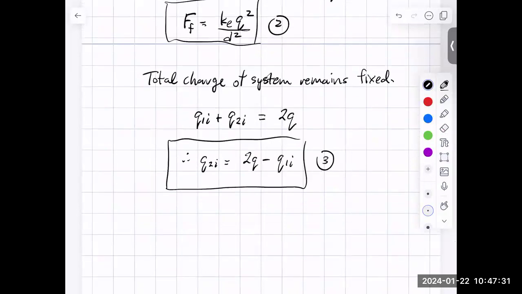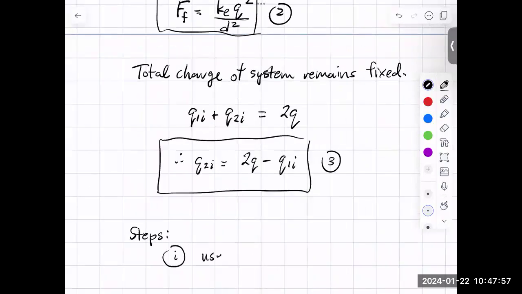The easiest way to do it is to recognize that equation 2 is a really simple one. We know everything in equation 2 except for Q. We're given the final force and we're given the separation distance D. So the steps are to first use equation 2 to find Q.